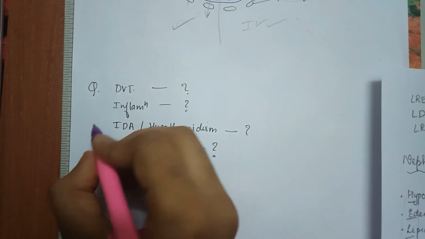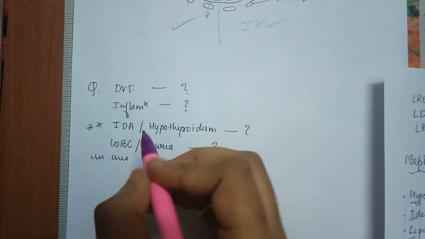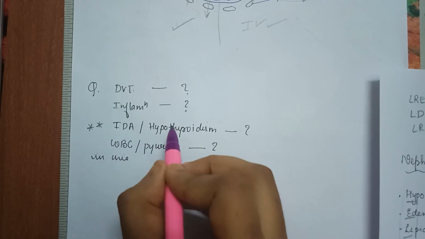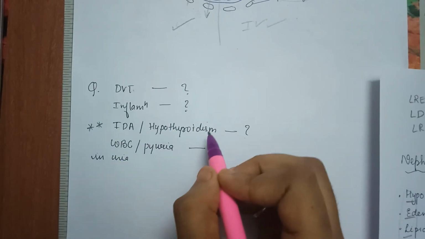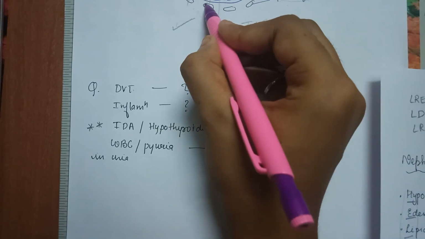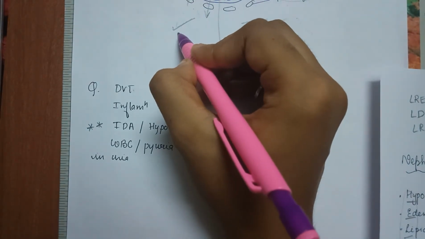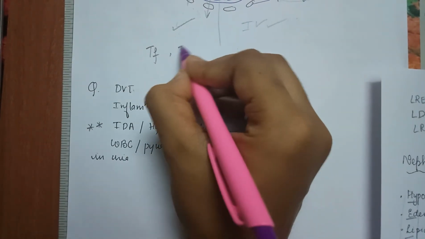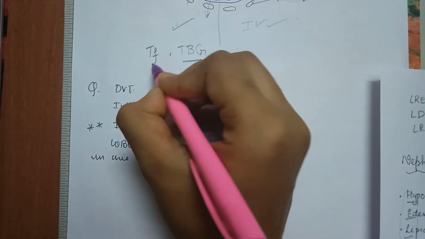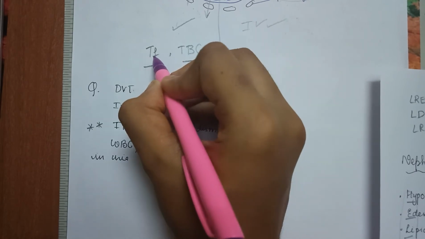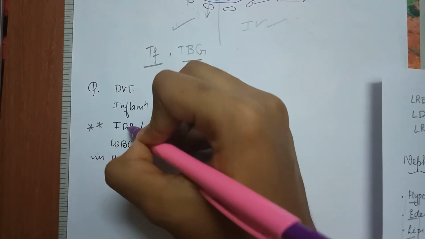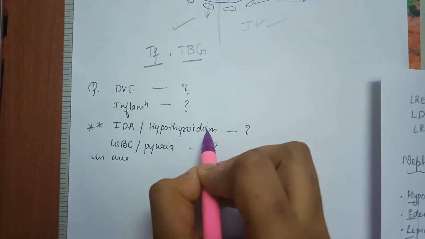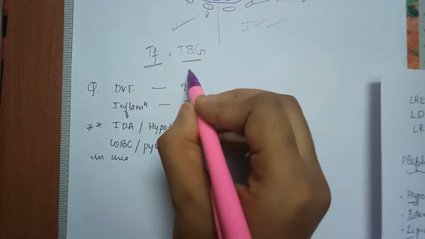Then one of the important questions: patients present clinically with iron deficiency anemia or hypothyroidism. What is the cause? Since I told podocytes are damaged, not only is there loss of albumin, there is even loss of a few proteins like transferrin, and there is loss of thyroxine binding globulin. Loss of transferrin causes iron deficiency anemia, and loss of thyroxine binding globulin causes hypothyroidism.